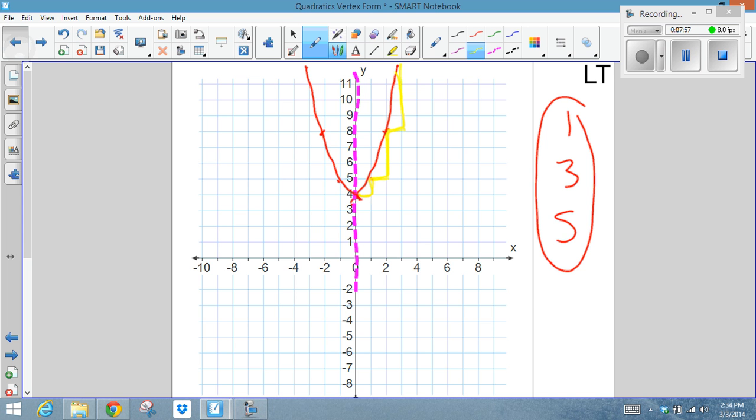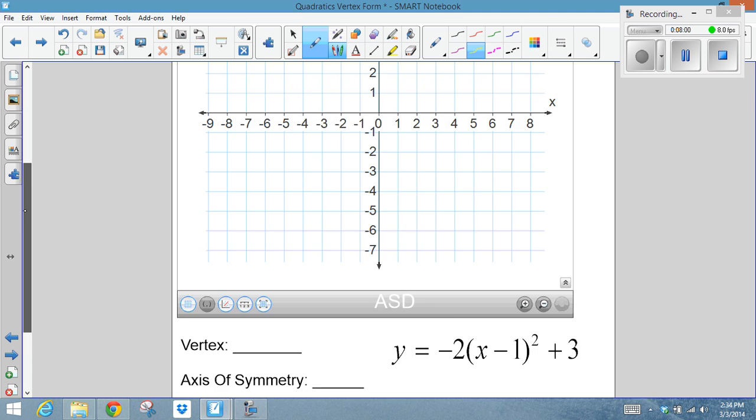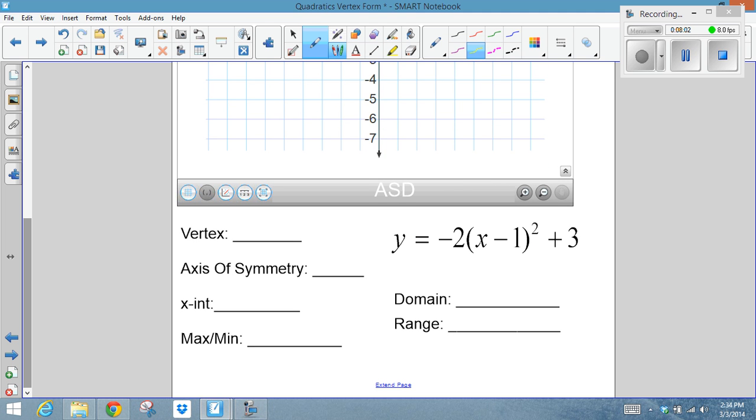All right, so let's go back to this one, and here's why I wanted to do this one next, second, because it has a leading coefficient of -2. So we'll get to that in a second. My slope, or I'm sorry, my x-intercept is going to be (1, 3).